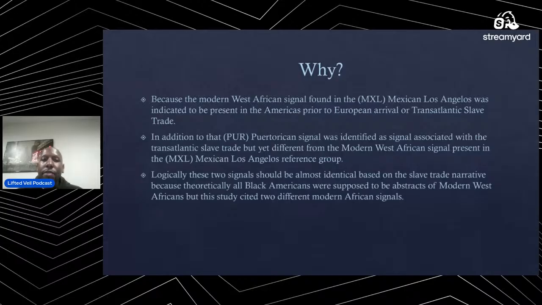But here we have the so-called West African signal present in America, at least based on this model, before European arrival, at least contemporary European arrival and transatlantic slave trade. In addition to that, the Puerto Rican signal, I know I slaughtered the spelling of Puerto Rican, was identified as a signal associated with the transatlantic slave trade, but yet different from the modern West African signal present in the Mexican Los Angeles reference group.